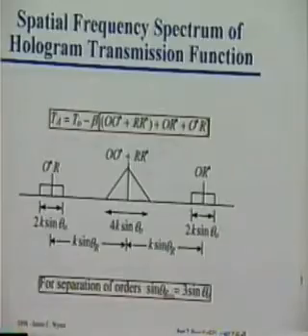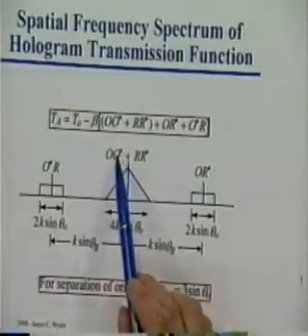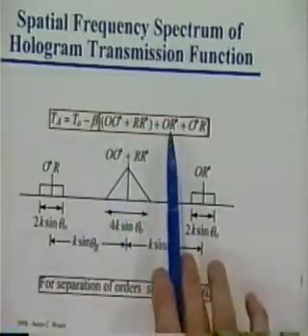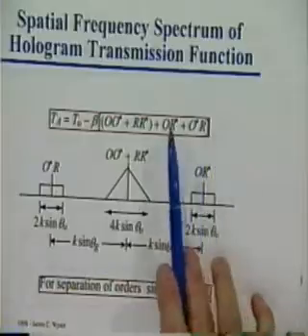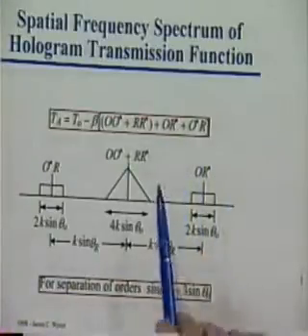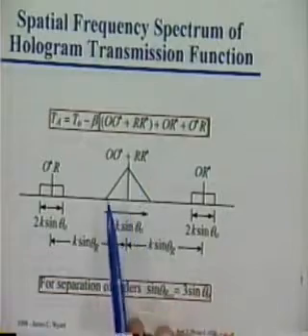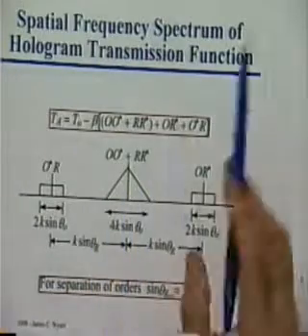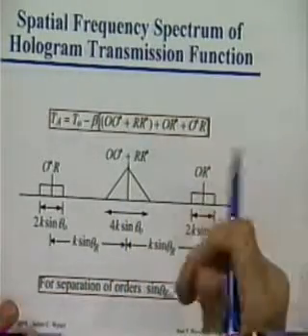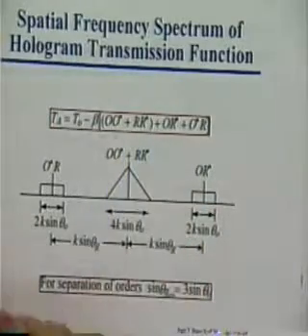And the way you reduce the amount of light here is that this goes as O O complex conjugate, while the orders of interest are going to go like O R complex conjugate. And so if we make the reference beam quite a bit brighter than the object beam, these self-interference terms will become less. Okay. So that takes care of these two terms right here.